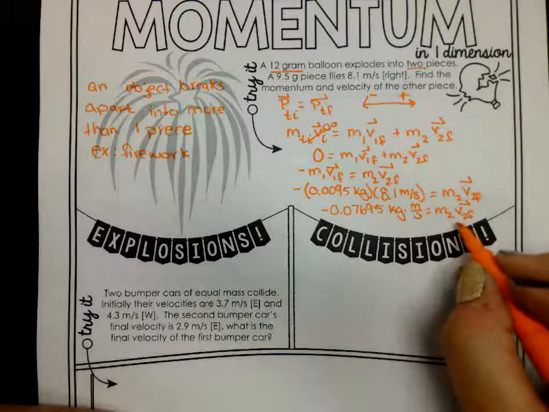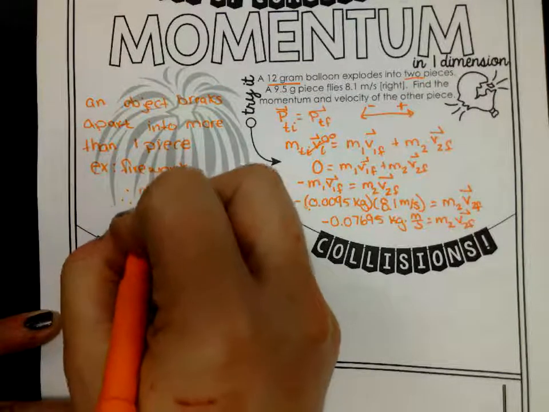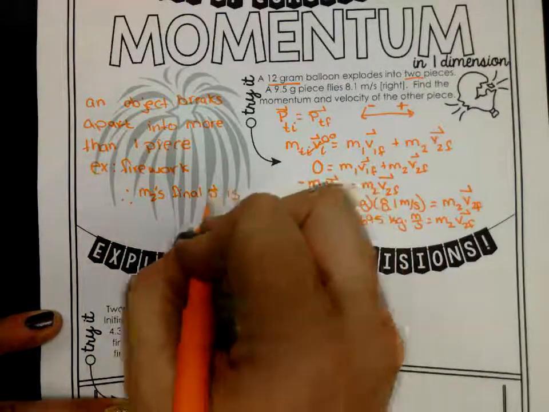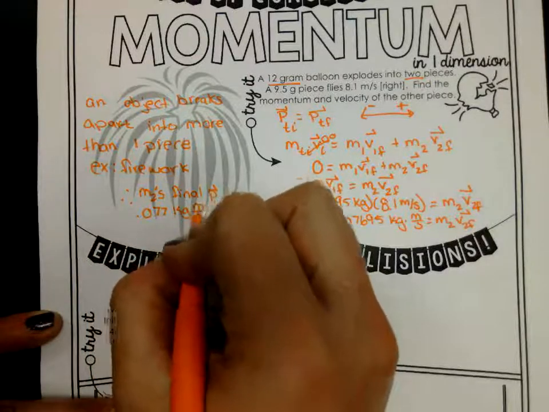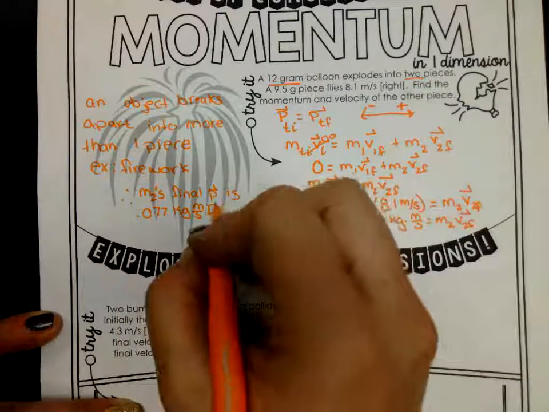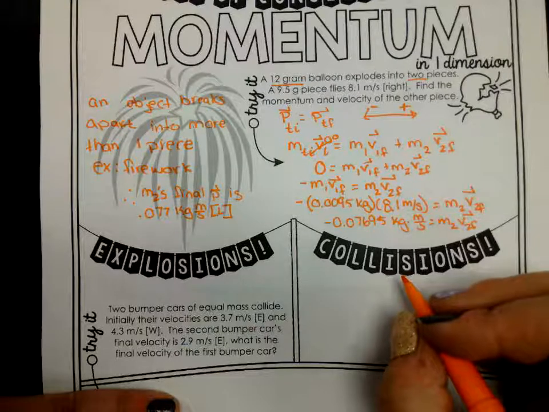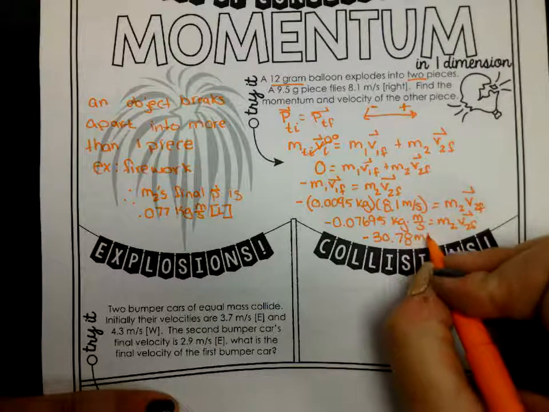So mass 2 velocity 2 is the same as momentum. So I can go ahead and say M2's final momentum is negative 0.077 kilograms meters per second. That's negative, so it's going to the left. All right, my final velocity is negative 30.78 meters per second.